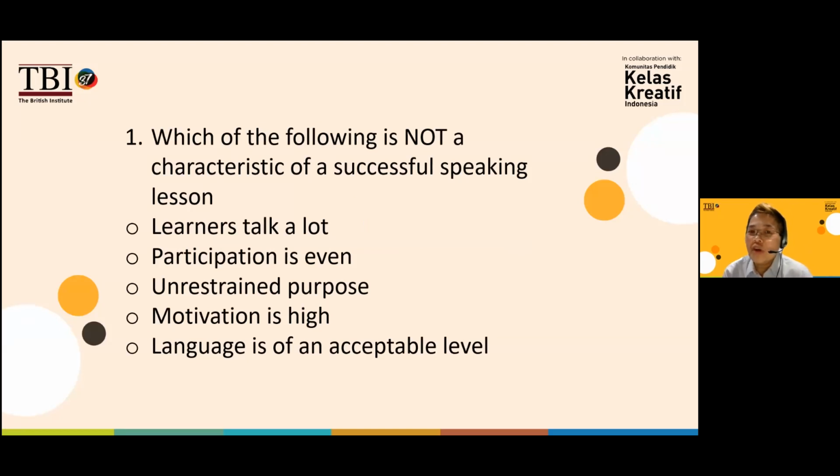Which of the following is not a characteristic of a successful speaking lesson? Learners talk loud, participation is even, unrestrained purpose, motivation is high, or language is of an acceptable level. All right, so who's the first buzzer? We still don't have one. Maybe you can repeat the question. Which of the following is not a characteristic of a successful speaking lesson? Learners talk loud, participation is even, unrestrained purpose, motivation is high, or language is of an acceptable level.